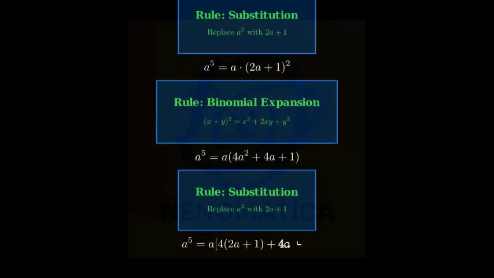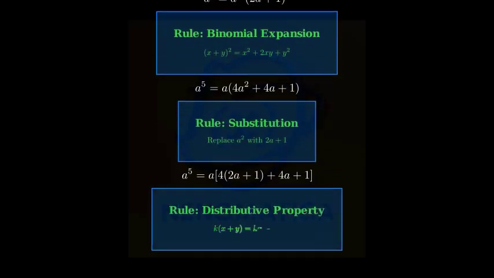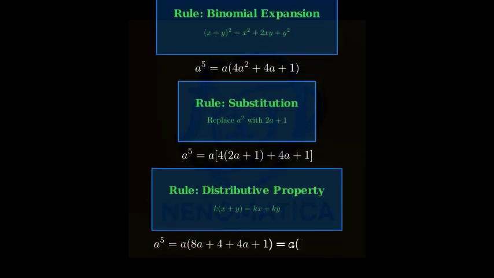So a to the fifth equals a times the quantity 4 times the quantity 2a plus 1 plus 4a plus 1. Let's simplify the expression inside the brackets. 4 times the quantity 2a plus 1 equals 8a plus 4. So a to the fifth equals a times the quantity 8a plus 4a plus 1, which equals a times the quantity 12a plus 5. Now, let's distribute the a.